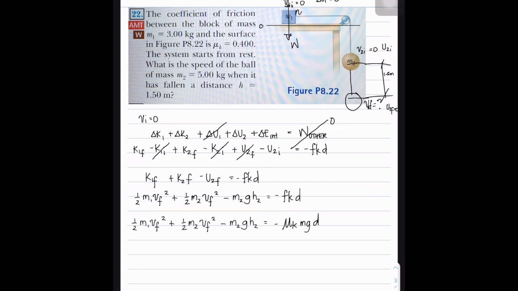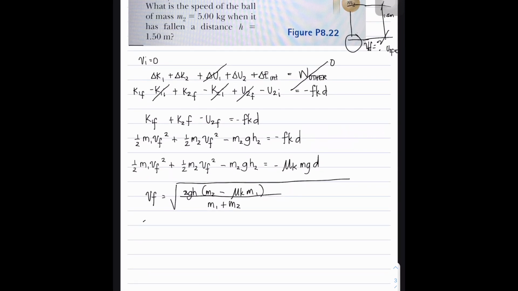Alright, so if we're going to factor out VF and leave it on the other side, we're going to have the formula for VF as the square root of 2 g h multiplied with M2 minus mu k M1 over M1 plus M2.